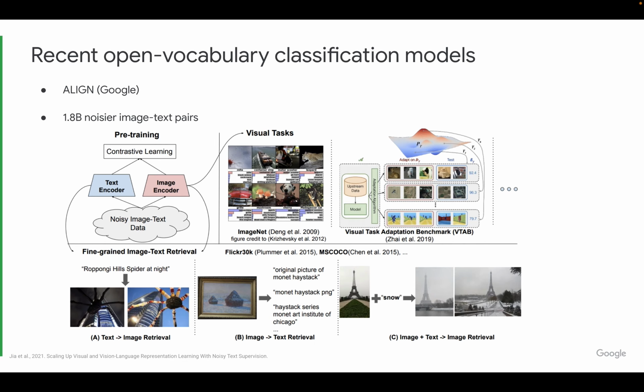Concurrently, there is also the Align model from Google. Align uses a larger and noisier image and text dataset. Their approach is very similar to CLIP. In addition, they evaluate on several retrieval benchmarks and achieve very good results.